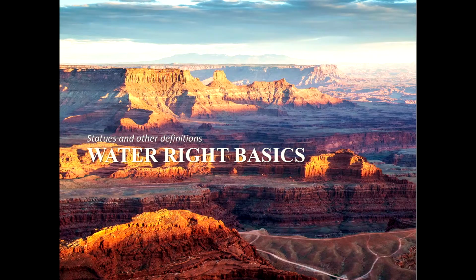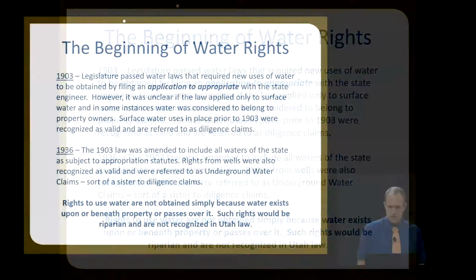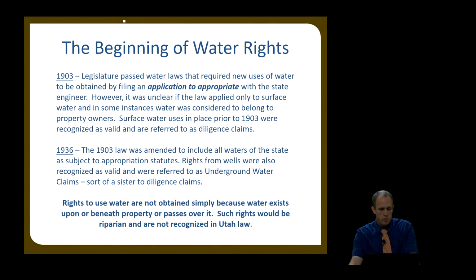Okay, let's get into some water right basics. So, a couple of important dates for water rights. 1903, legislature passed water laws that required new uses of water to be obtained by filing an application to appropriate with the state engineer. However, it was unclear if the law applied only to surface water, and in some instances, water was considered to belong to property owners. Surface water uses in place prior to 1903 were recognized as valid and are referred to as diligence claims.